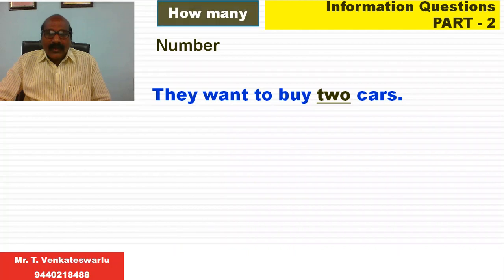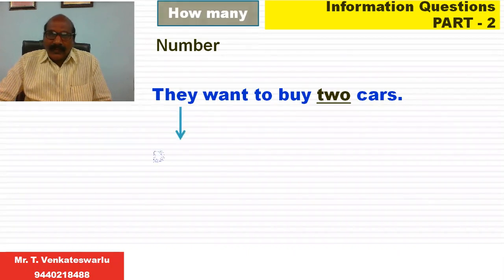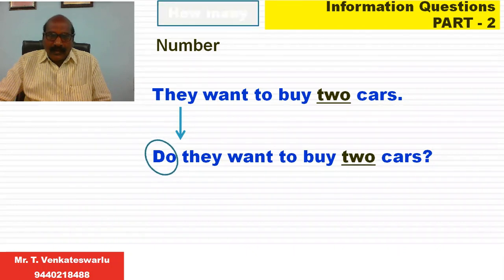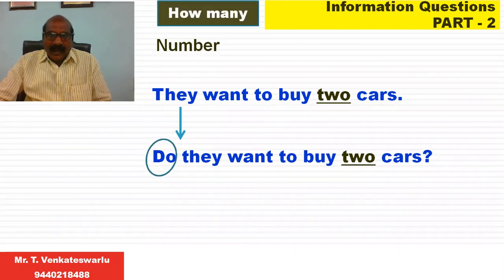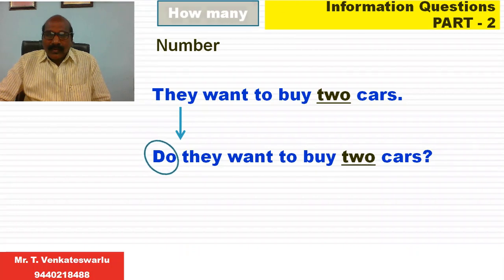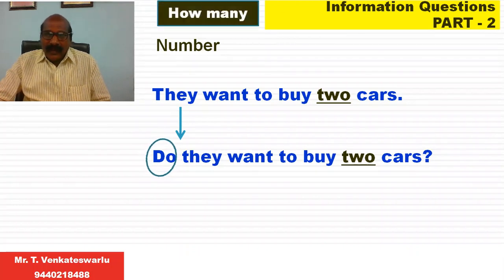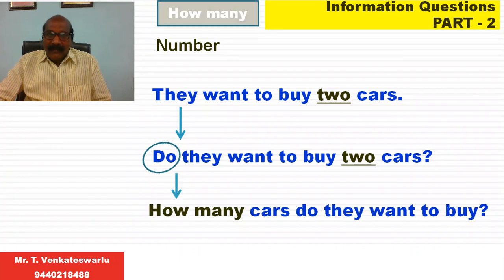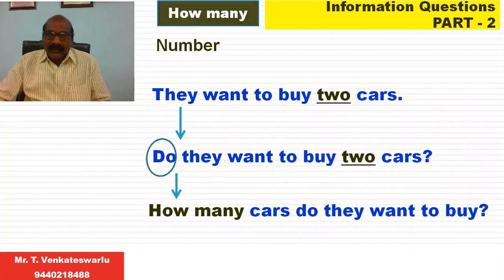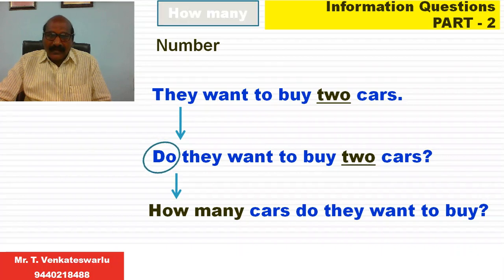They want to buy 2 cars. And the verb here is in simple present tense. When you find the verb in simple present tense in the given sentence, we have to use do at the beginning to frame the yes or no type question. Do they want to buy 2 cars? And the underlined part refers to some number. So we have to use the question phrase how many at the beginning, and at the same time the phrase acts as an adjective, so it is followed by a noun, the suitable noun, that is cars. How many cars do they want to buy? And the underlined part is deleted.